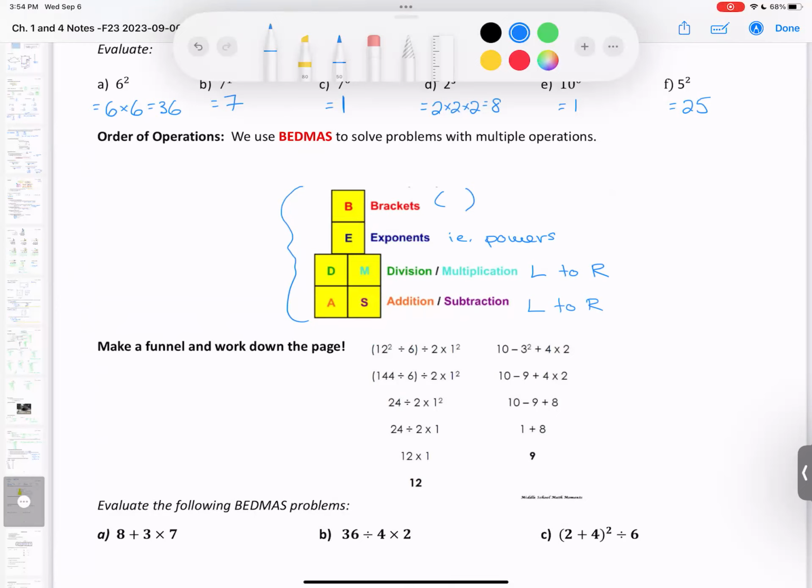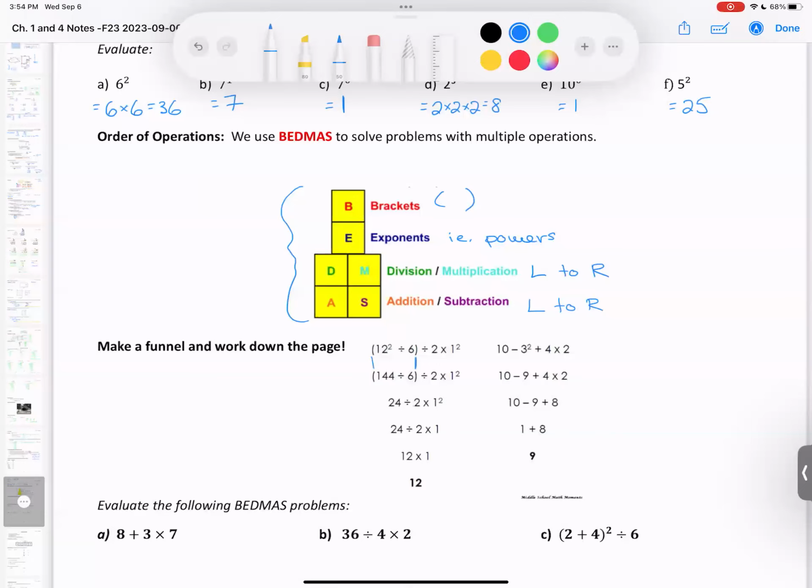Now, this first one's interesting because we say, aha, we're going to start with our brackets. We've got brackets, but then within those brackets, we have an exponent as well as a division. So within that bracket, you kind of have to do BEDMAS on it. So we're going to start with the E, with the exponents there. So that 12 squared is going to become 144. So that's our first step.